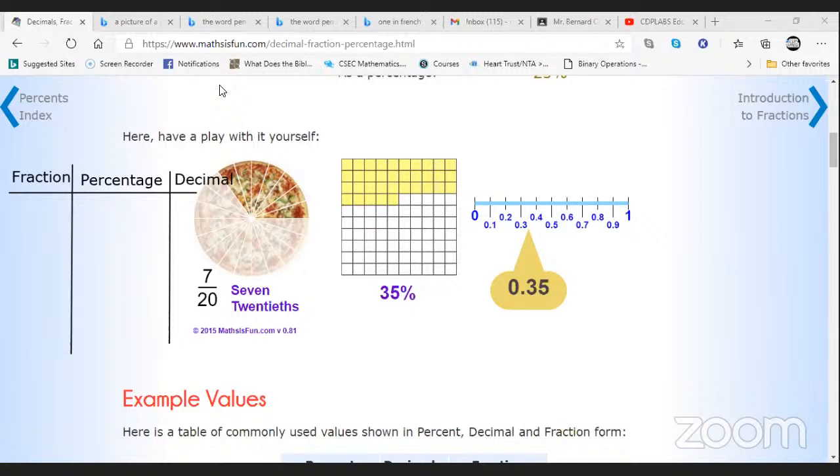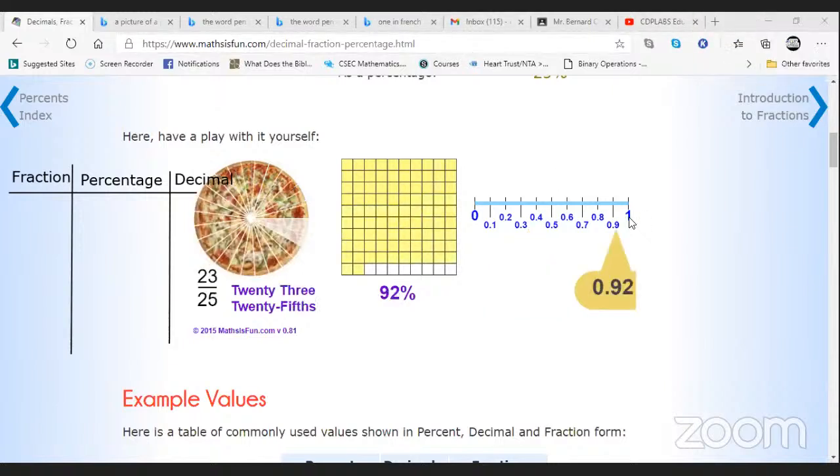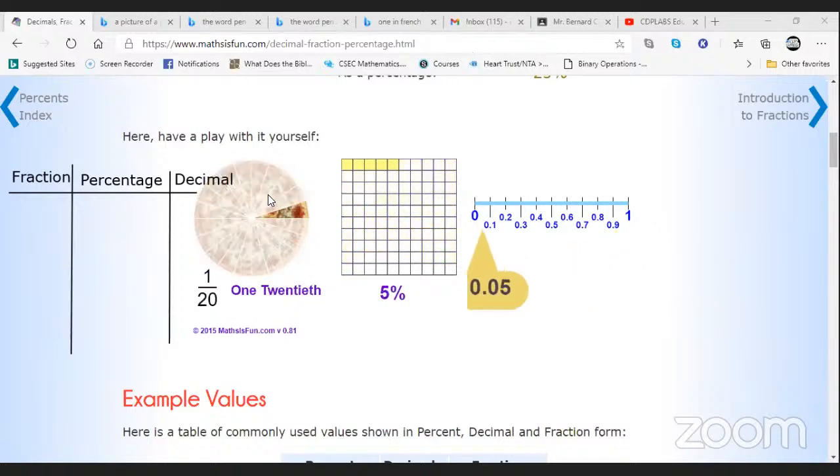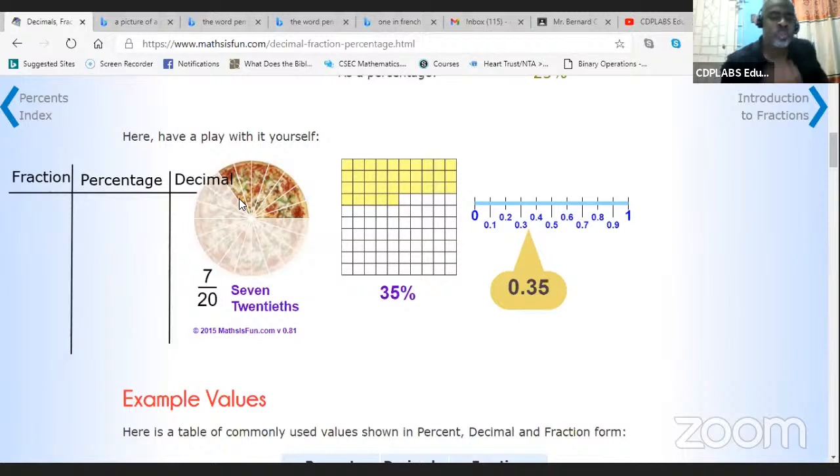I don't understand, sir. The fraction, 7 over 20. You mean the 35%? Yes, sir. That's what I want to figure out. Remember, in maths we're doing problem solving now, so try to figure out how they get that.